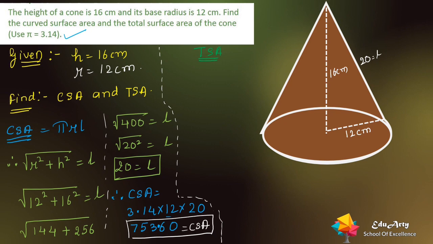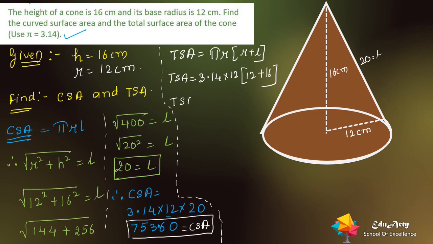What is TSA? What is the formula for TSA? TSA is equal to pi into R into bracket R plus L, okay? So then what is TSA? TSA is equal to, the value of pi they have already given, so we are not going to use our brains any more. So we say 3.14 into 12 into bracket 12 plus 16. Nothing we are doing, only substituting values, correct? So then TSA is equal to 3.14 into 12.